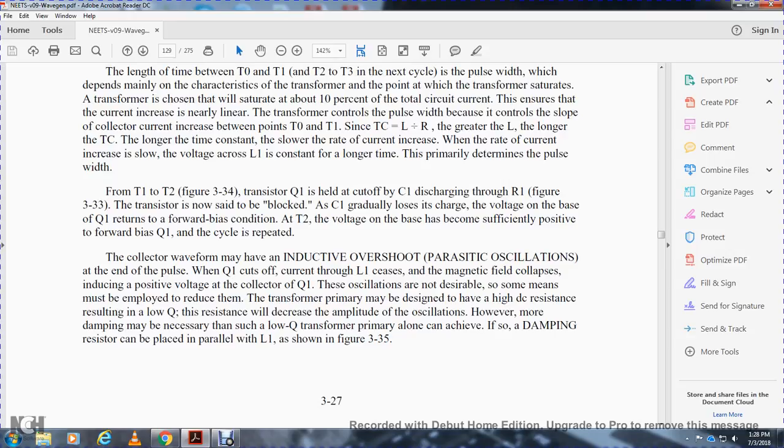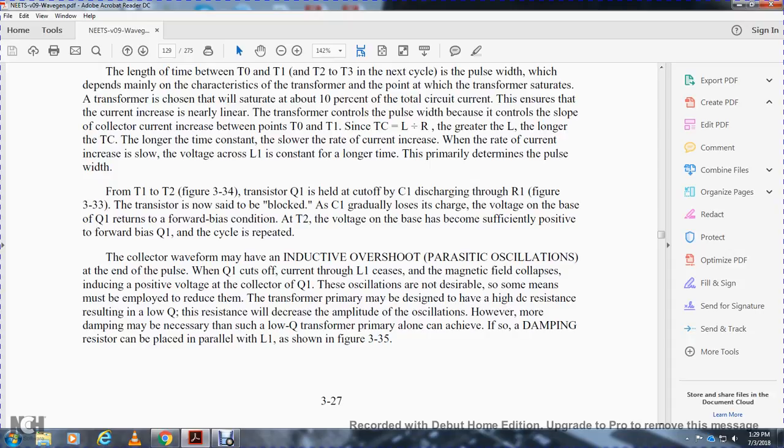Our collector waveform may have an inductive overshoot with a parasitic oscillation at the end of the pulse. When transistor 1 cuts off, the current through inductor 1 ceases, the magnetic field collapses, and induces a positive voltage pulse at the collector of the transistor. These oscillations are not desirable, so some means must be employed to reduce them.